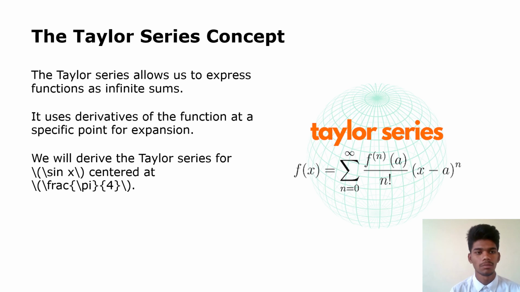Introduction to the Taylor series concept. It is a series. We already know series. f of x is equal to the sum from n equals 0 to infinity of f to the power n of a by n factorial into (x minus a) to the power n. The Taylor series allows us to express functions as infinite sums. It uses derivatives of a function at a specific point for expansion. We will derive the Taylor series for sin x centered at pi by 4.